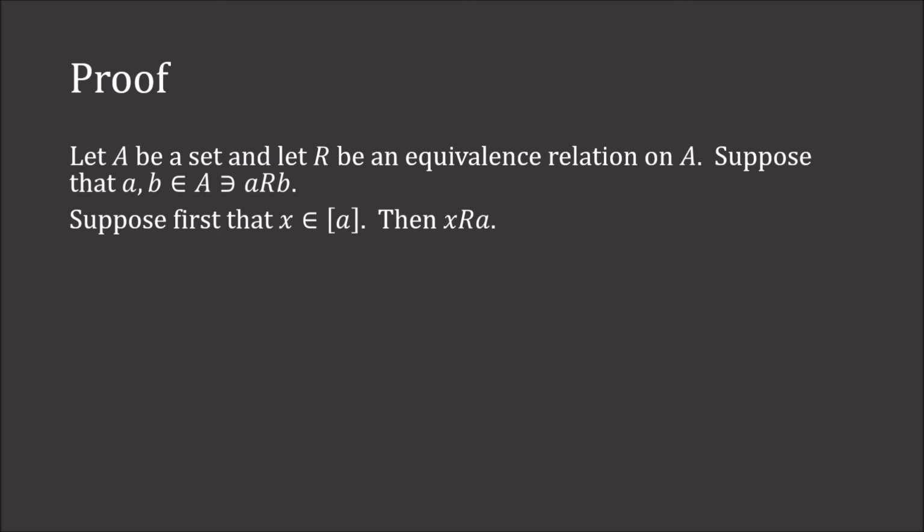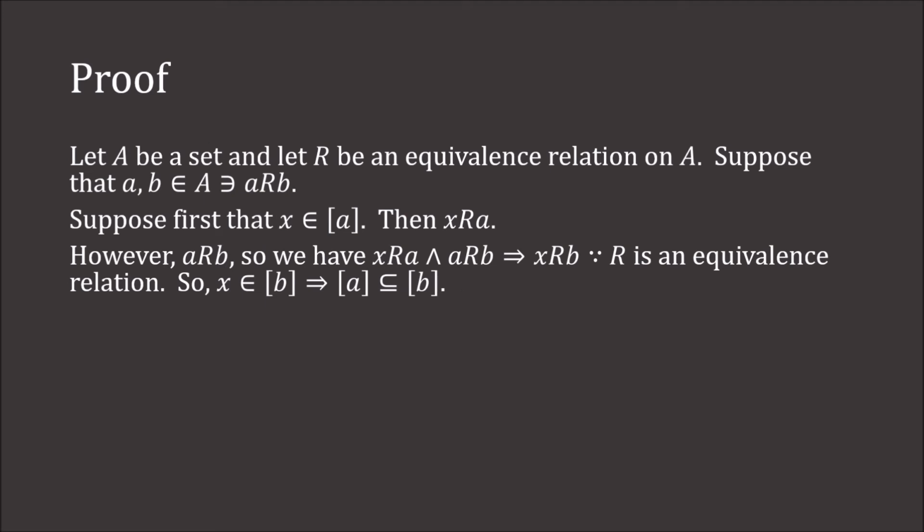However, we also know that A is related to B. And so what we have is X is related to A, and A is related to B. This means that X is related to B, right? This is because R is an equivalence relation, meaning that R is transitive. So this means that X is in the class of B, and so remember that this shows that the class of A is a subset of the class of B.